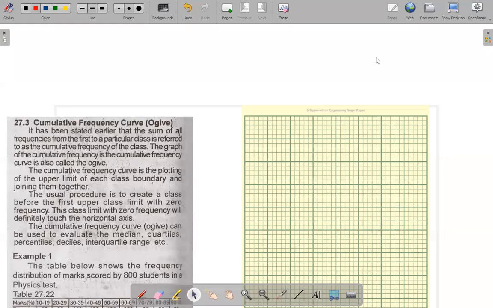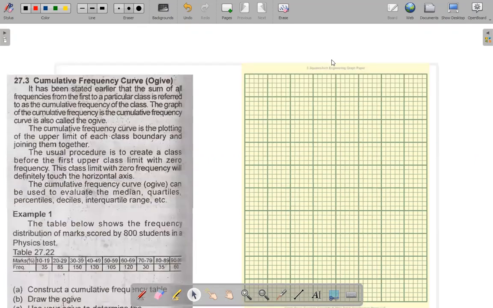In this lesson, we look at the cumulative frequency curve, which is also known as Ogive, and how we plot the cumulative frequency curve, otherwise called Ogive. A question that borders on Ogive or cumulative frequency curve is usually the plotting of the class boundary against the cumulative frequency, or the cumulative frequency against the class boundary. Let me put it that way.